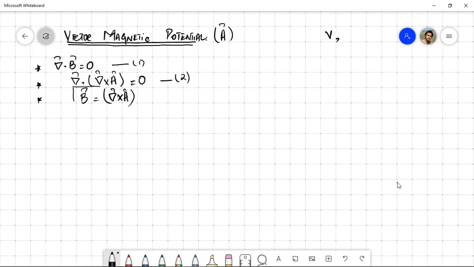This is the only expression which is going to satisfy the condition that we had to satisfy for magnetic flux density. This is the condition that I'm talking about. If the value of B is equal to the curl of A, then the divergence of that result will always be equal to zero. And this property is the one thing governing this principle. So he's saying that we can write the value of flux density in terms of vector magnetic potential by comparing these two equations.